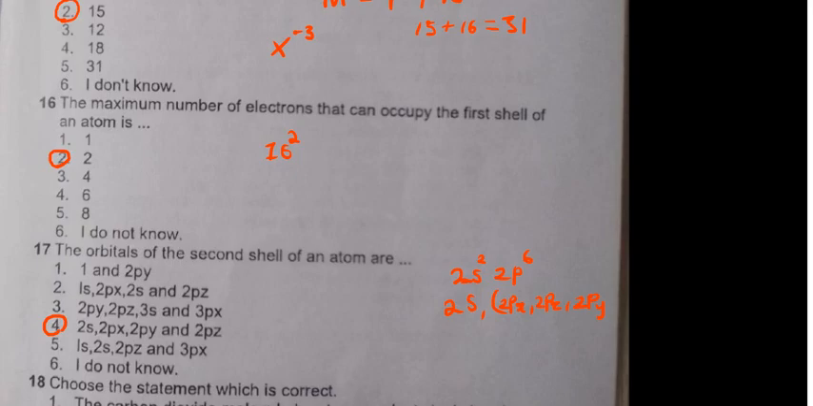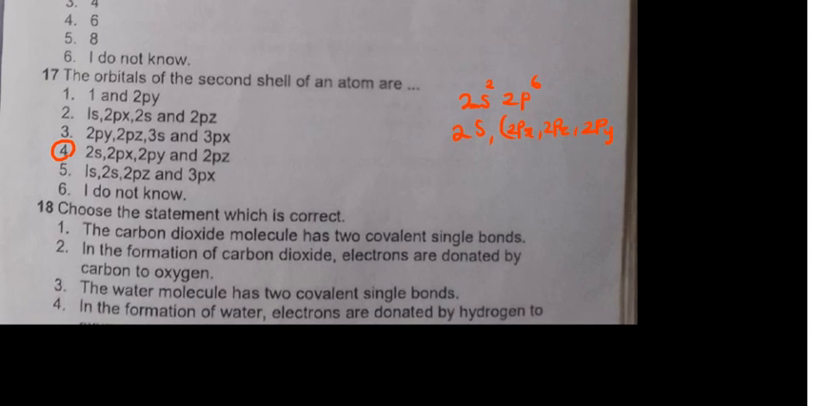So question 18. Question 18 says, choose the statement which is correct. Now here we just have 4 options. The carbon dioxide molecule has 2 covalent single bonds. So let's see the structure of carbon dioxide. The structure of carbon dioxide is like this, with double covalent bonds. So this answer is not true.